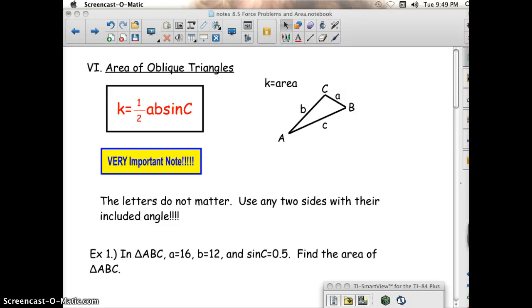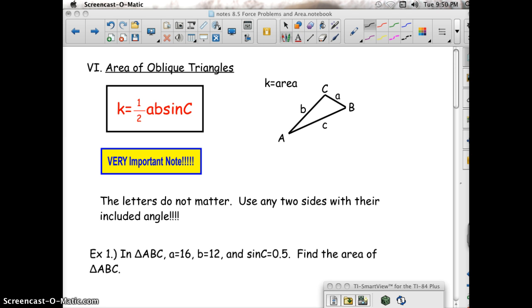All right, time for our final video of our oblique triangles unit. Today we're going to be talking about the area of oblique triangles. Now the area of a regular triangle is 1/2 base times height, but that really requires that the base and height be perpendicular to each other, and sometimes it's just not convenient to find that. But using trigonometry, you can use K equals 1/2 ab sine C for the area.